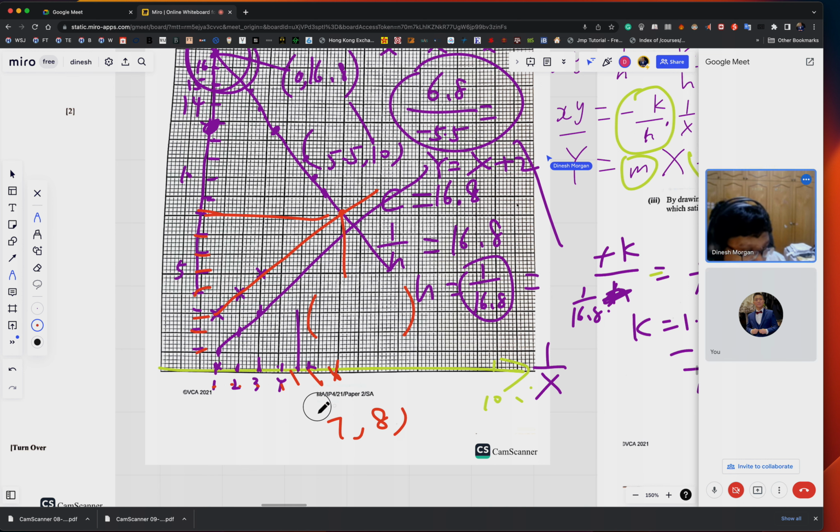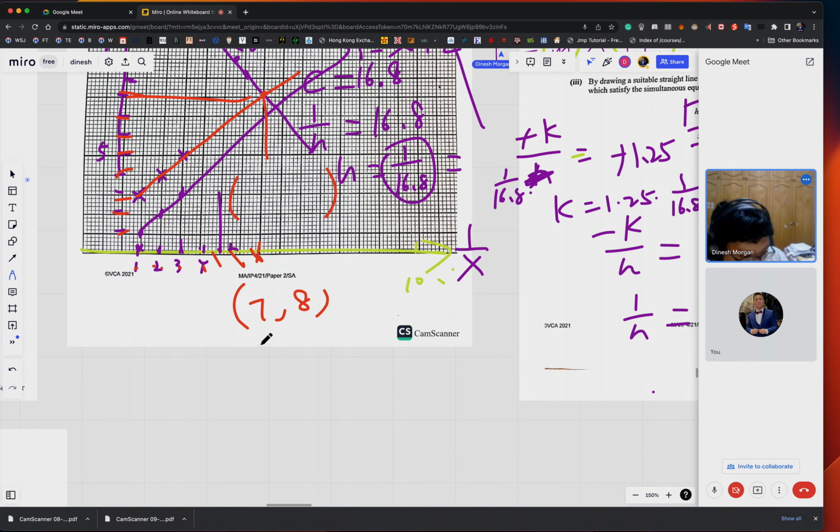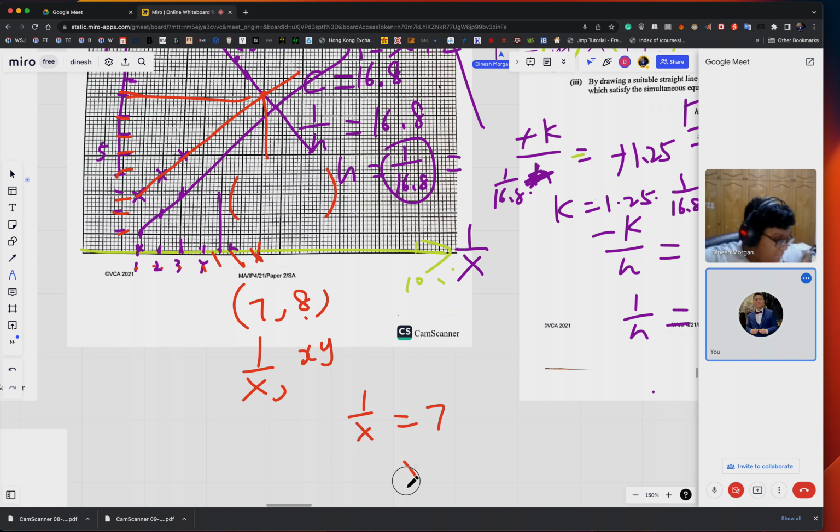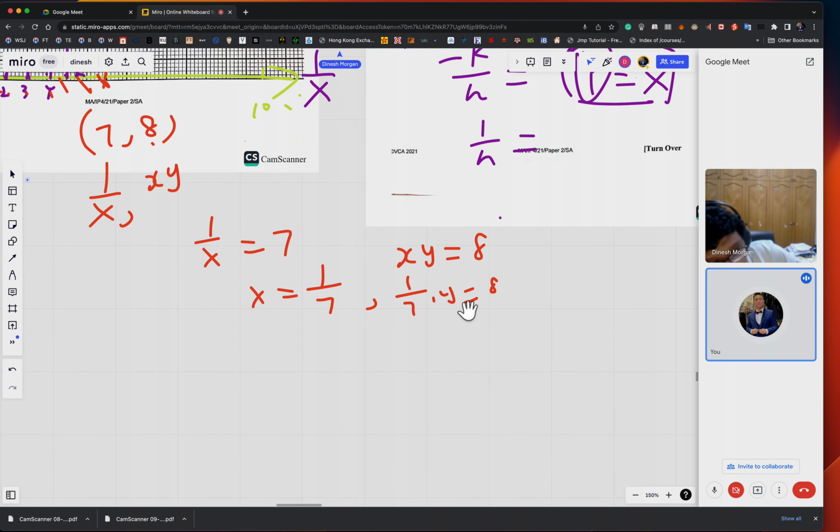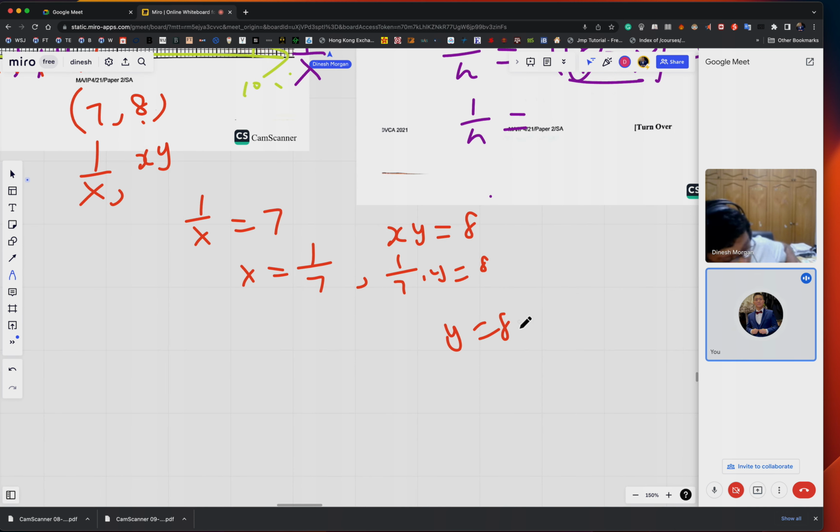This is your 8. Okay, bear in mind, this one is your 1 over x. This one is your x and y, xy. Okay? So therefore your 1 over x is equal to 7. So x is equal to 1 over 7, right? So xy equals 8. So 1 over 7 times y equals 8. So y is equal to 8 divided by that, which is times 7. It's 56. Make sense now? Yes, good.